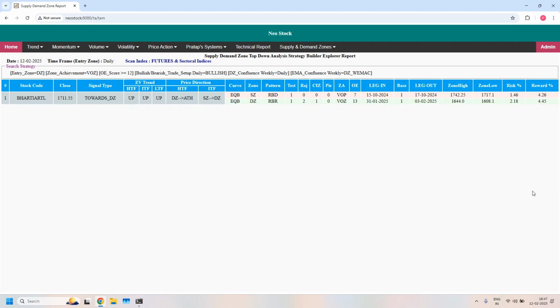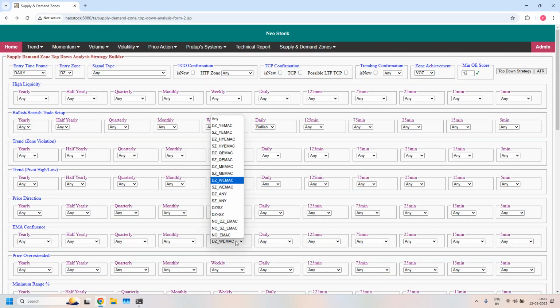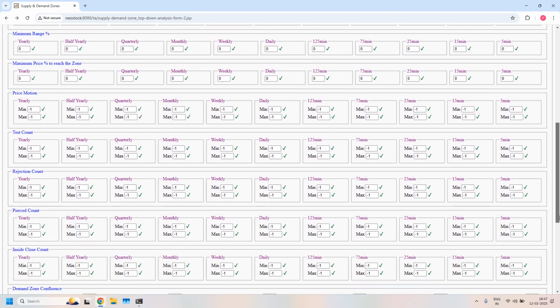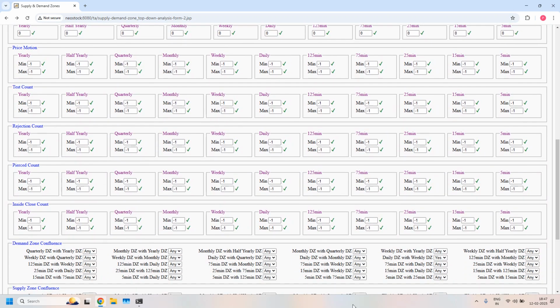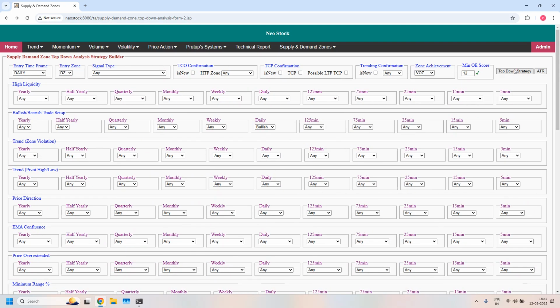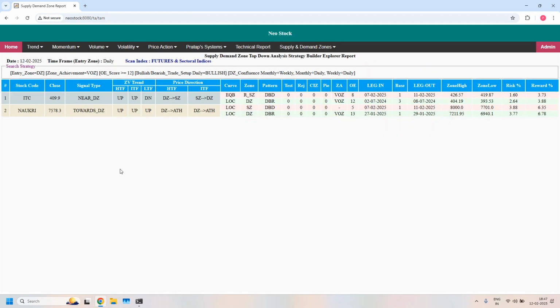Okay, next LTF, ITF, HTF demand zone confluence. Removing EMA filter. In the demand zone confluence, I have to set three filters. First filter, daily with weekly demand zone confluence, already enabled. Next, daily with monthly demand zone confluence. Next, weekly demand zone with monthly demand zone confluence. With all the three filters enabled, LTF, ITF, HTF demand zone confluence, we got two stocks.